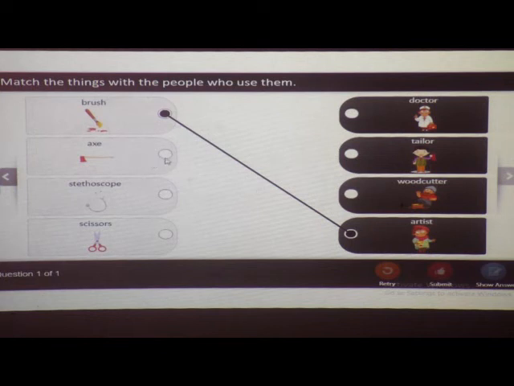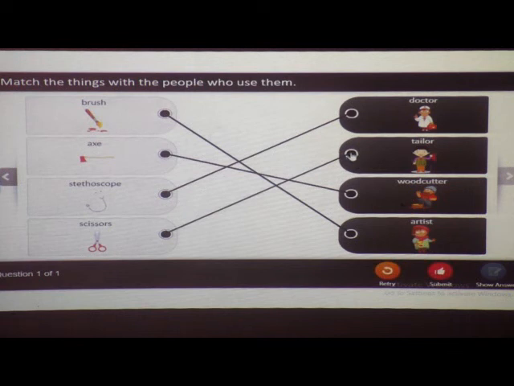The second picture is of axe. What is here children? Axe, yes. Who will use axe? The woodcutter, yes. Woodcutter will use the axe. So you have to match this axe to the woodcutter. The next one is stethoscope. Who will use the stethoscope? Doctor, yes. So you have to mark this to doctor. The next picture is of scissors. What is here children? Scissors, right? Who will use the scissors? Tailor, very good. So in this way you have to match these things to the people.